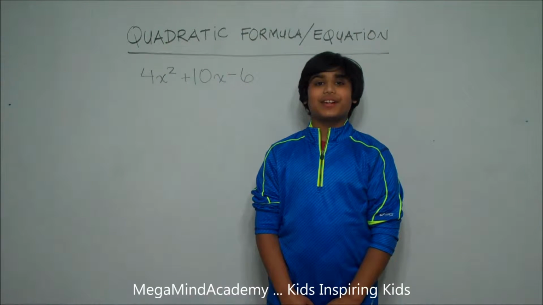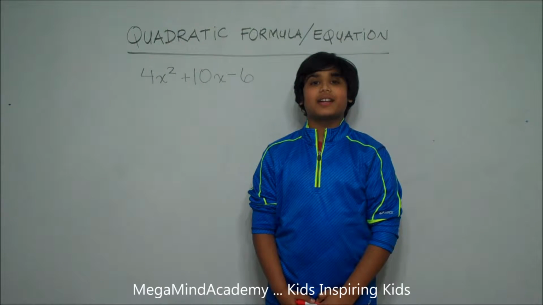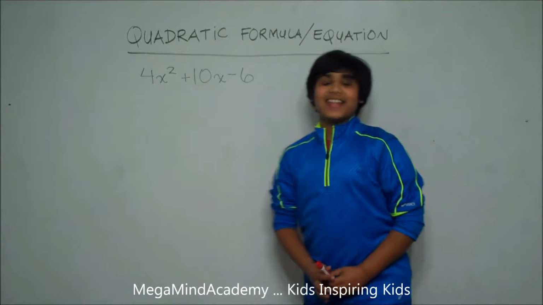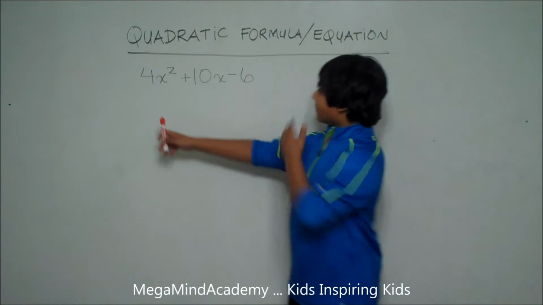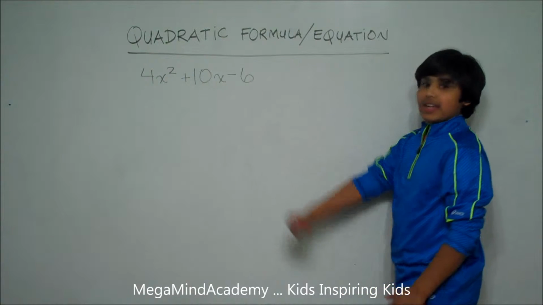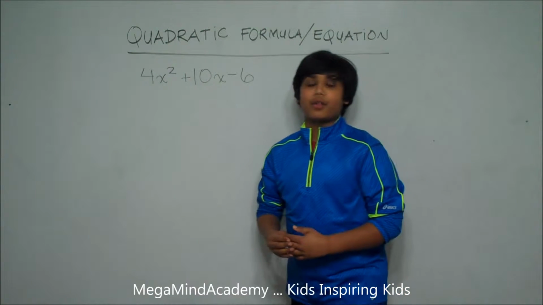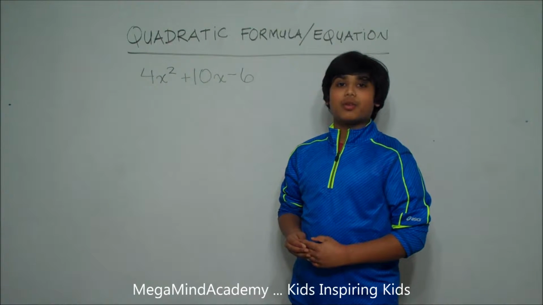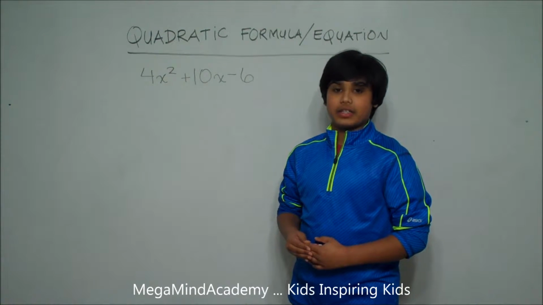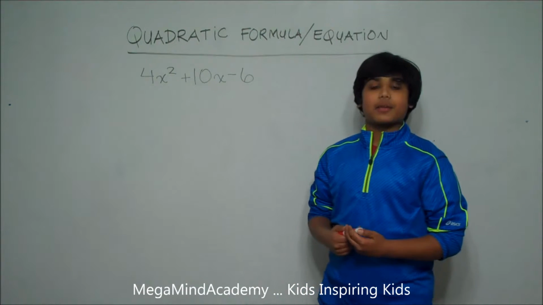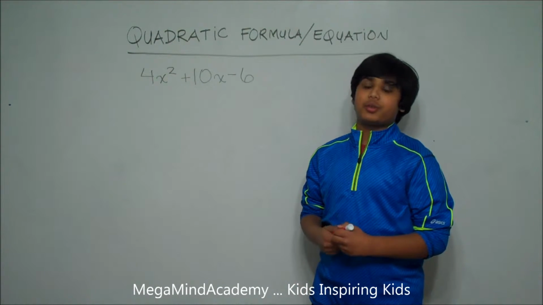Today we're going to learn about the quadratic formula and equation. Let's say we have an example like 4x squared plus 10x minus 6, and we have to solve for both x's. Now, we're going to use the actual quadratic formula and equation to solve this. Before we start solving the problem, we have to know those two equations.